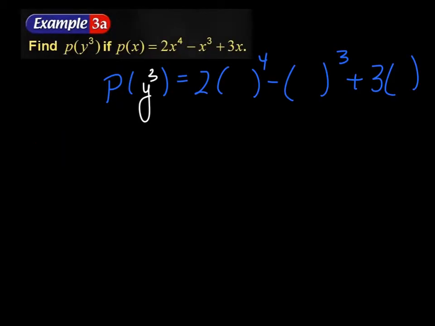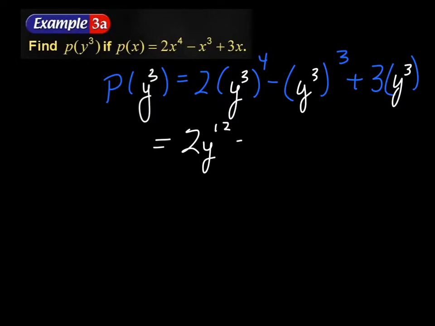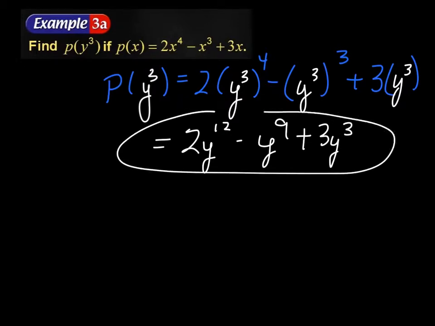To find p of y cubed, every place there was an x, I'm going to replace it with y cubed. So for the power, we multiply exponents, so we have 2y to the 12th minus y to the 9th plus 3y cubed. And actually it's easier than what we were just doing because they're not like terms. I can't combine them. I am done.